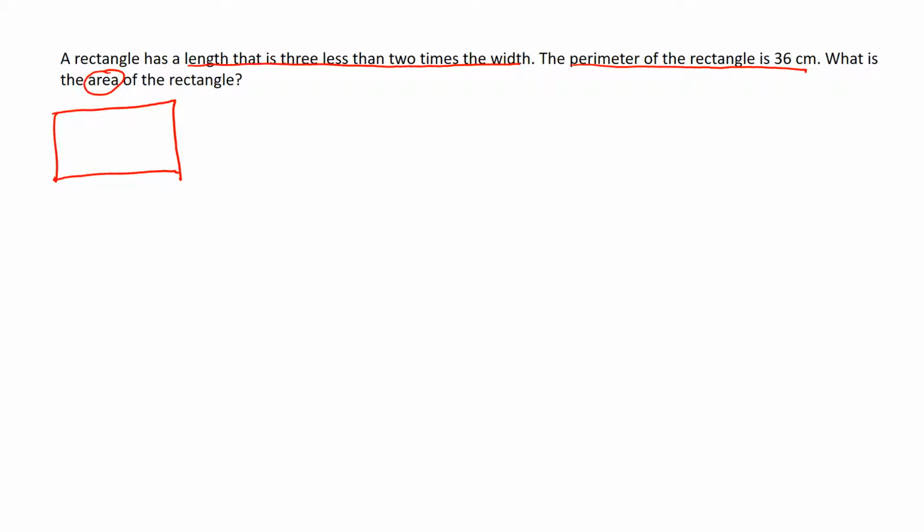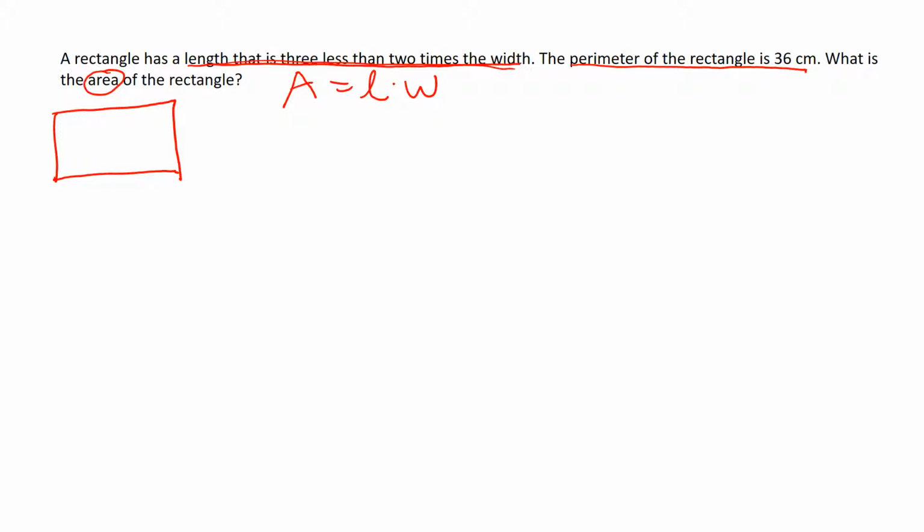Now, for this one, let's almost work backwards and think, okay, we need to find the area. What do we know about finding the area of a rectangle? Well, we have the formula area equals length times width. So that means we need to figure out what the length and the width of our rectangle are. Fortunately, we have this sentence here that tells us the length is 3 less than 2 times the width. And I think we'll be able to come up with some sort of equation with that, some sort of expression.